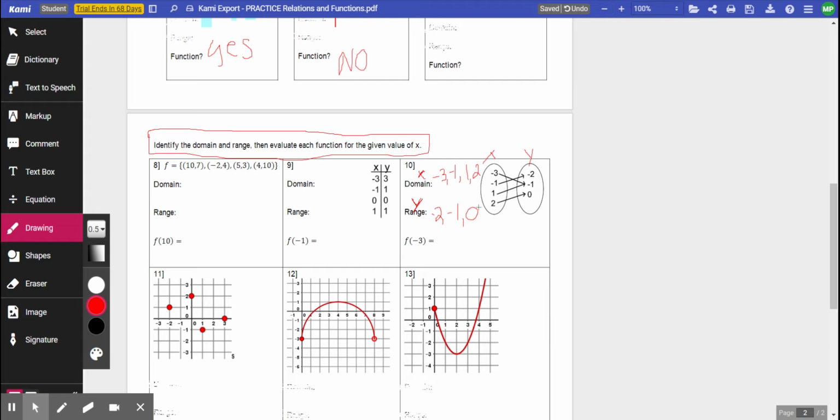Okay. Is this guy a function? Well, -3 only goes to that one, -1 only goes to that one, 1 only goes to 1, and then 2 only goes to 0. It's okay if the y's repeat, but all these x's are only used one time. So yes, this is a function.